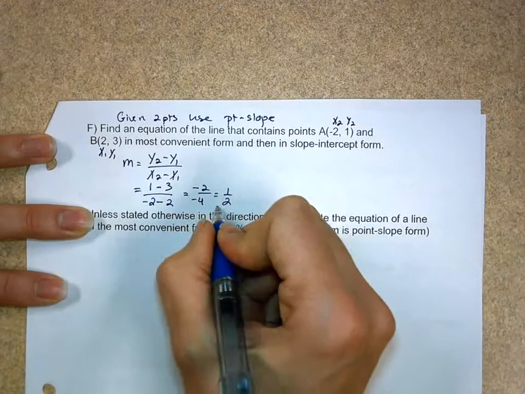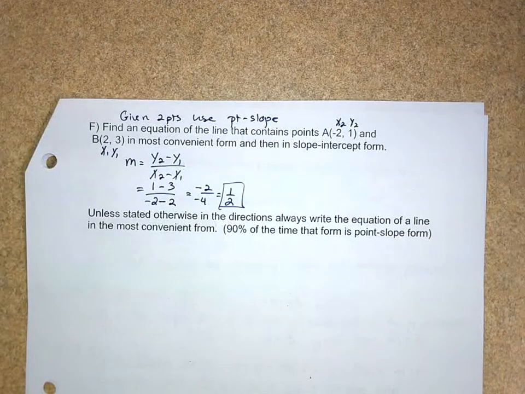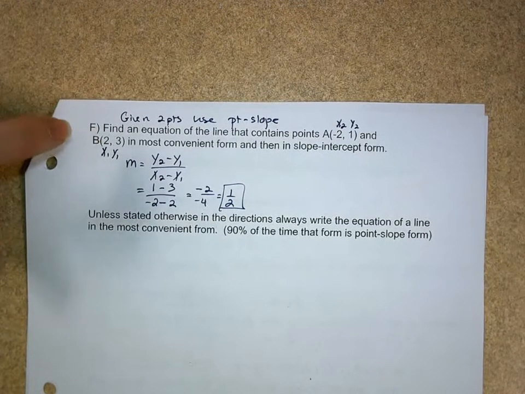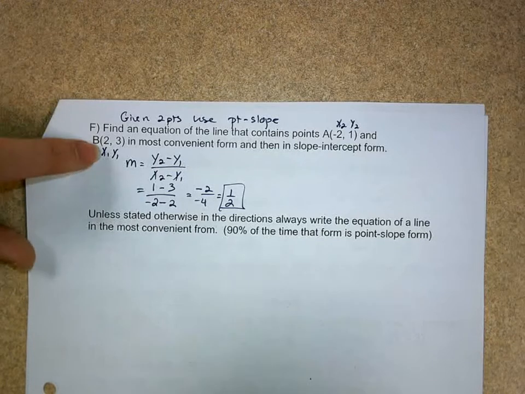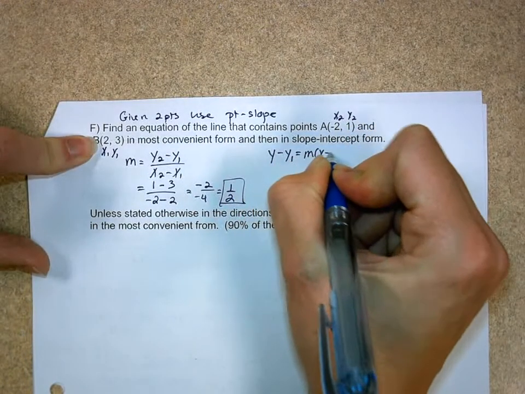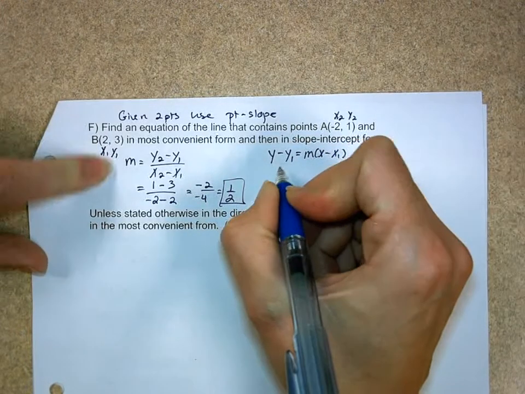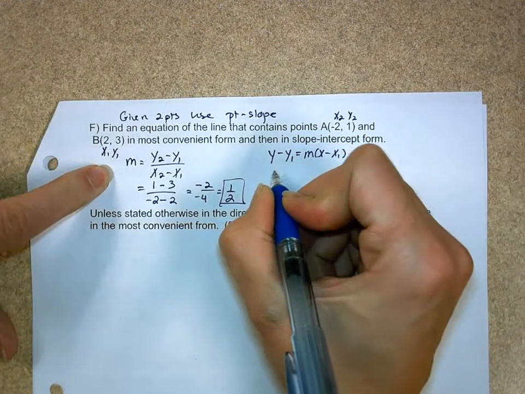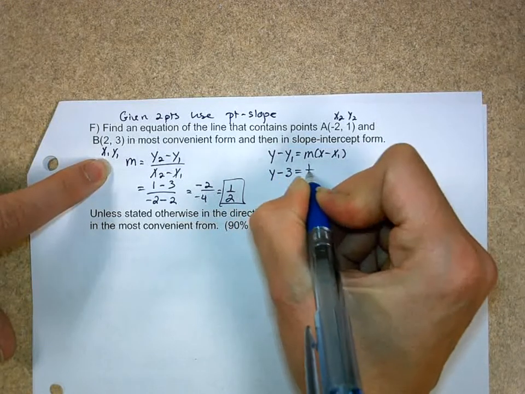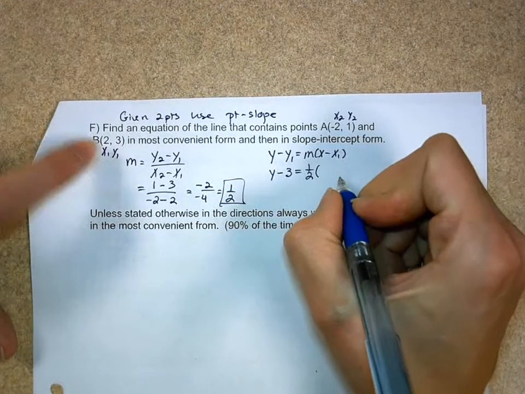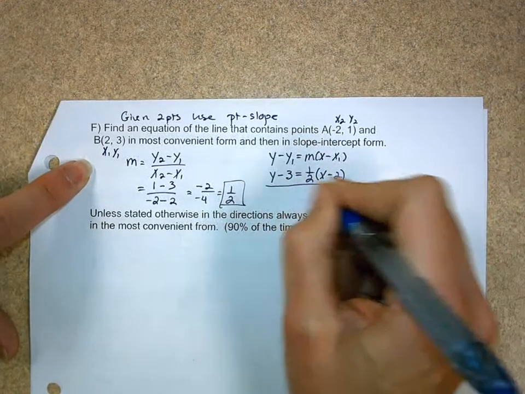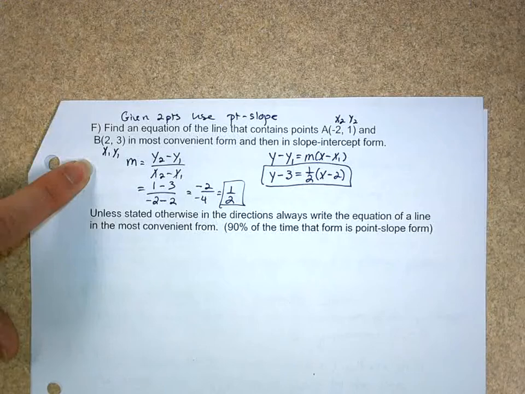Now that's my slope. Now the cool thing is pick the point that you like. I normally pick the ones that don't have negatives in it, but that's just because I don't like having to worry about negative signs. And then I'm going to plug it into point-slope form. Watch when I do this. Make sure you put the y1s and x1s in the right spot. So y minus y1, which is 3, equals my slope, which is 1/2, times the quantity x minus 2. There is your equation of the line.